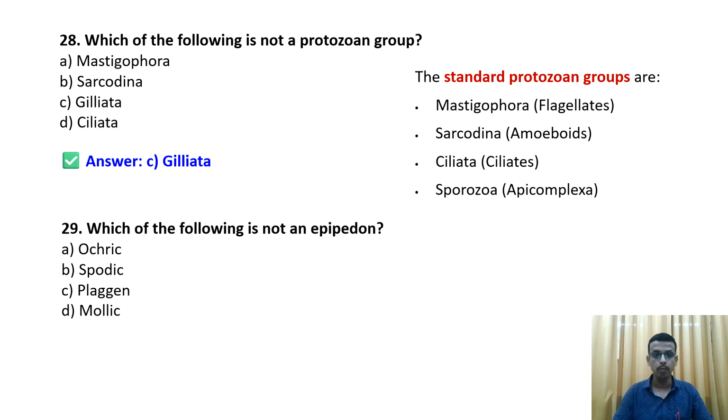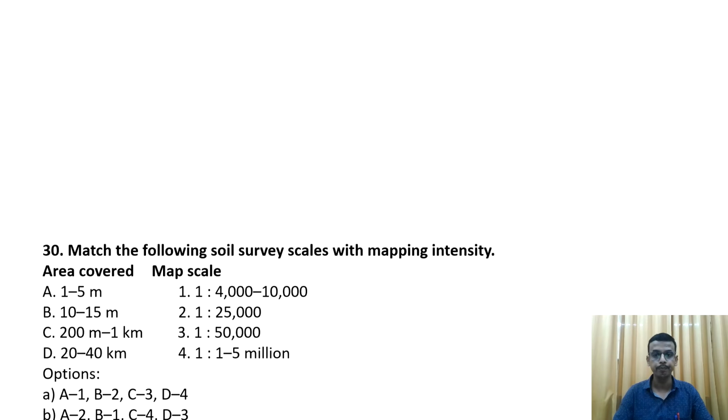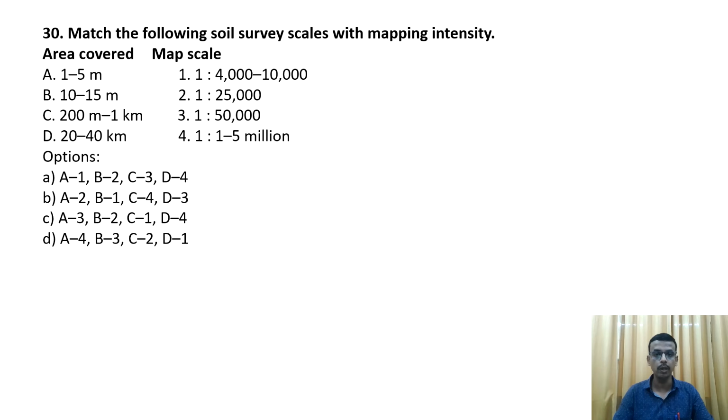Then coming to which of the following is not an epipedon? Ochric, mollic, ochric, and umbric. These are epipedons. Plaggen is also an epipedon, but spodic is a horizon. So spodic is an endopedon. It is not an epipedon. So the answer is spodic.